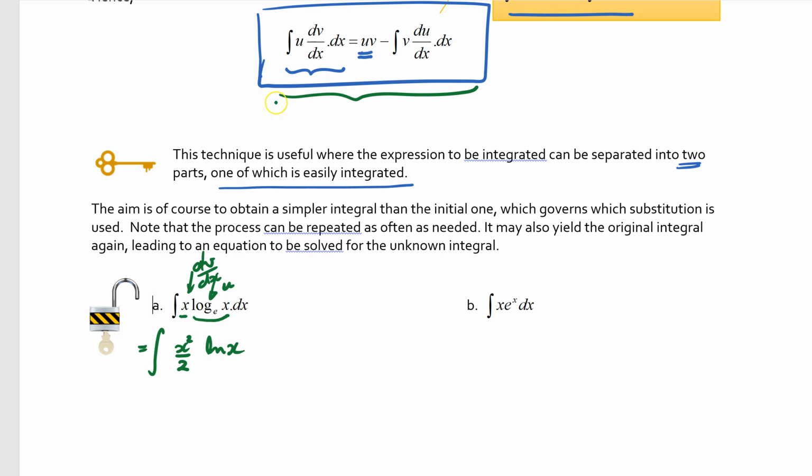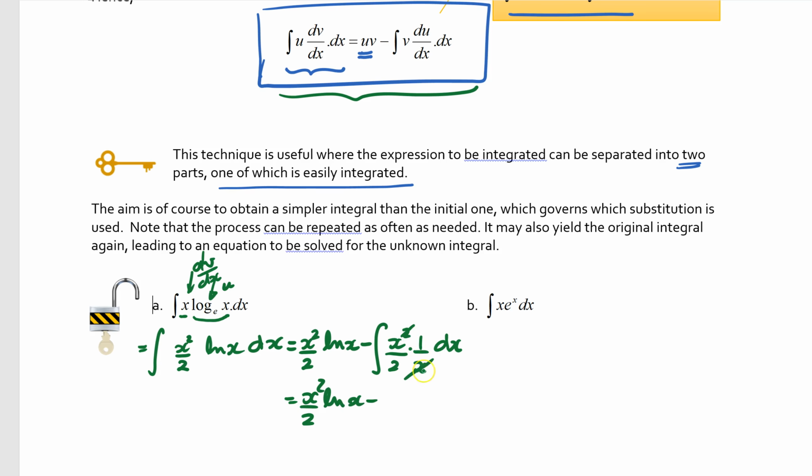and I then have the integral of u dv/dx dx, and that's going to equal u times v, so that's log of x times v, which was x squared on 2, so x squared on 2 log of x, minus the integral of v, so again my v is x squared on 2, times du/dx, so du/dx is the differential of log x with respect to x, which will be 1 on x, dx.